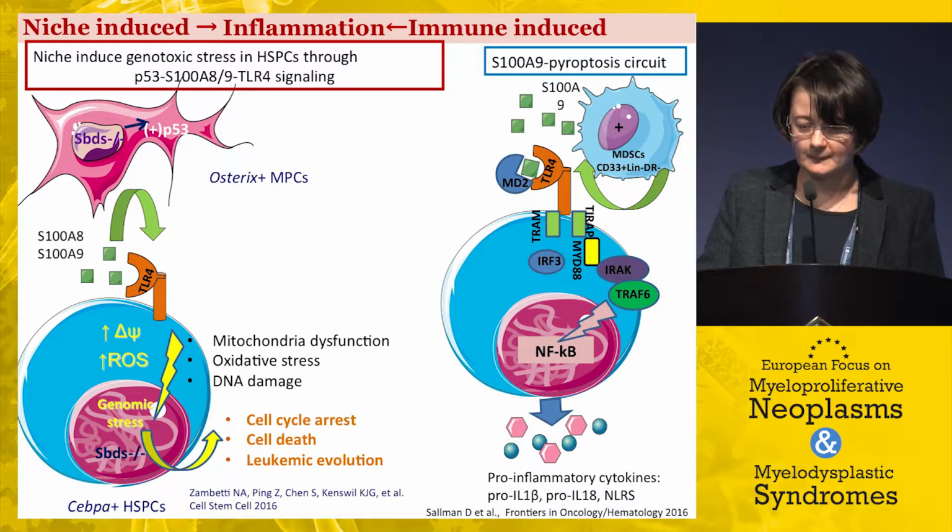And these alarmins act on toll-like receptor 4 and induce HSPC apoptosis. Also, the accumulation of alarmins in the microenvironment induces oxidative stress and genomic stress on hematopoietic precursor cells. In addition, alarmins act on a group of immune regulatory cells named myeloid-derived suppressor cells, and they link to the molecules CD33 and toll-like receptor 4 and drive activation of NF-κB with synthesis of pro-inflammatory cytokines and inflammasome assembly.